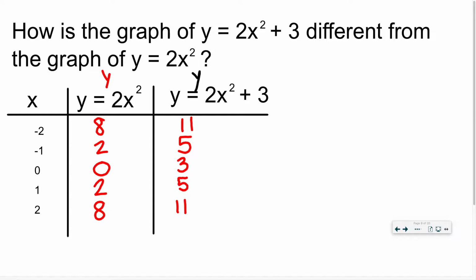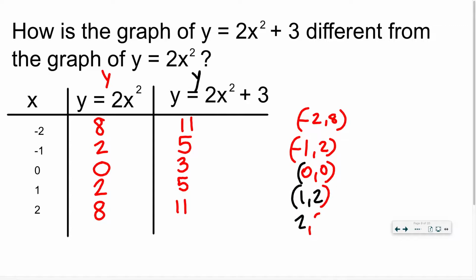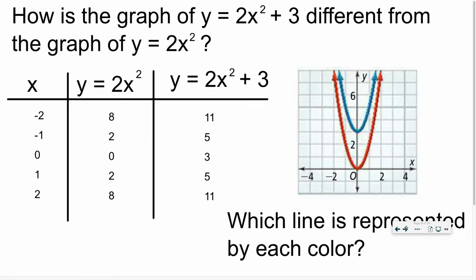Those are the coordinates. If I graph this first column here, y equals 2x squared, I'm going to use the coordinate negative 2, 8. I'm also going to use negative 1, 2, 0, 0, 1, 2, and 2, 8. I'm going to use those coordinates, and that's going to form my parabola. All right, I'll do the same thing with the other column, and it's going to look something like this.